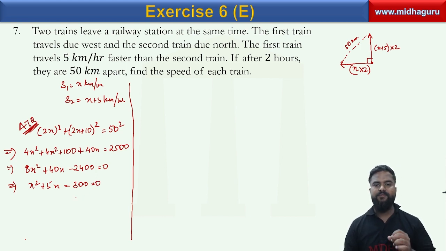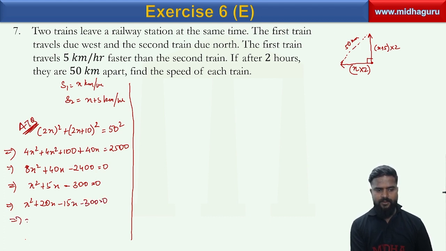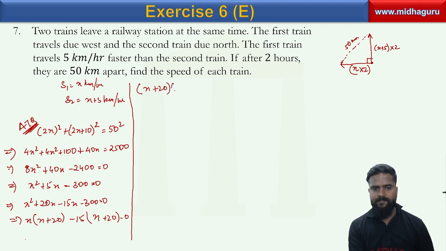Now we split plus 5x such that the sum of the coefficients is plus 5 and the product of the coefficients is minus 300. 20x minus 15x minus 300 is equal to 0. So taking x common here, we get x plus 20, and taking 15 common here, we get x plus 20. So now we have x plus 20 into x minus 15 is equal to 0, which means x is either equal to minus 20 or 15.